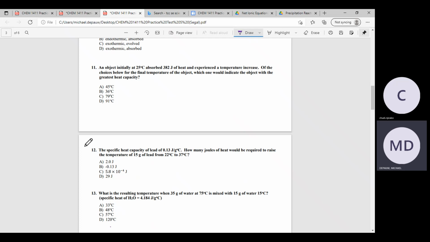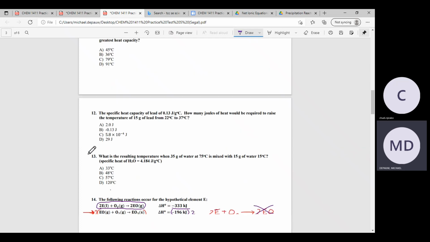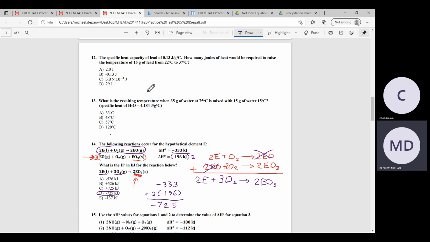That's fine. So number 12 on the thermochemistry? Okay. So it said the specific heat, so this is the calorimetry, the specific heat capacity of lead is 0.13 joules per gram degree Celsius. How many joules of heat would be required to raise the temperature of 15 grams from 22 to 37 degrees? Whenever it talks about specific heat capacity, you're going to be using Q is equal to MC delta T.